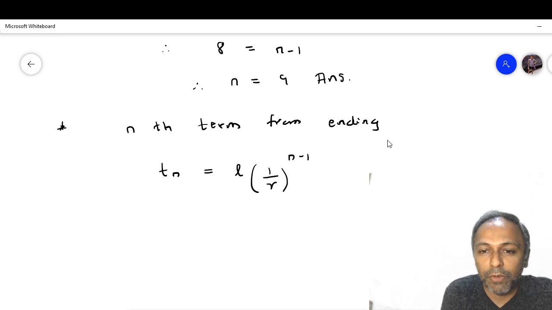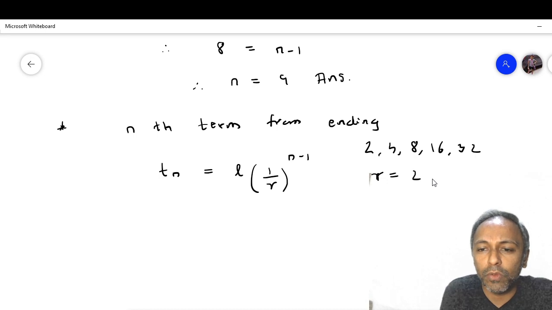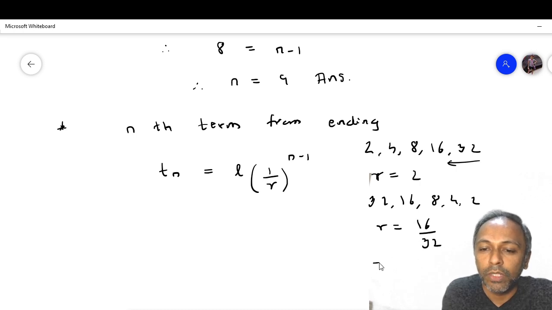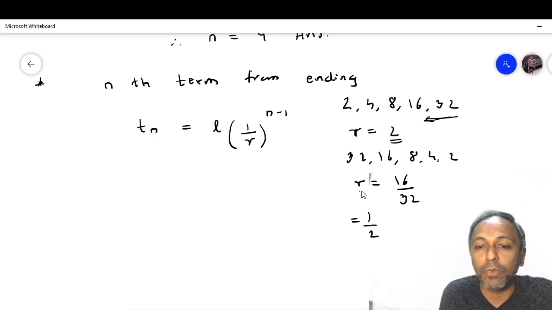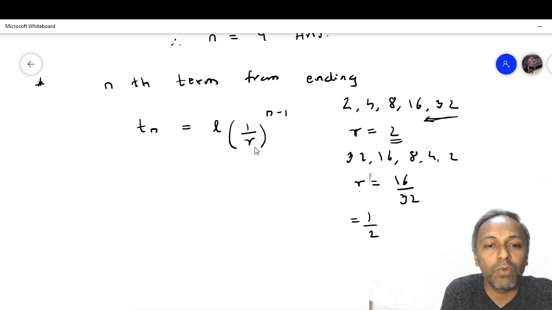We will take an example for you. Say you have a simple example 2, 4, 8, 16 and 32. Now here clearly the common ratio is 2, but if you are observing from the end, then your sequence is 32, 16, 8, 4 and 2. Therefore your common ratio will become 16 upon 32, which is 1 upon 2. So we don't want 2. If you are reversing the order, the new ratio will become the reciprocal of 2. That's why we are writing 1 upon r here.